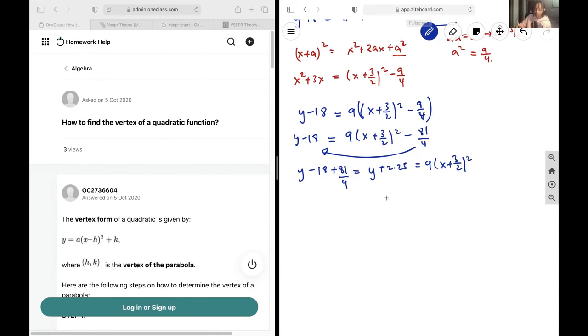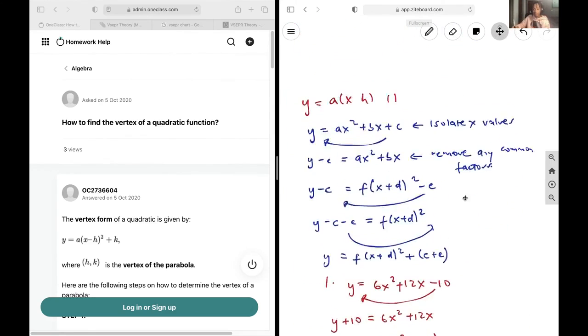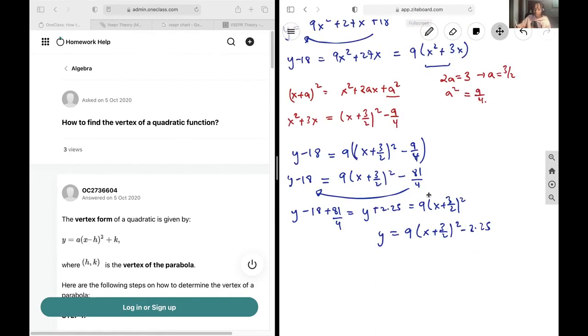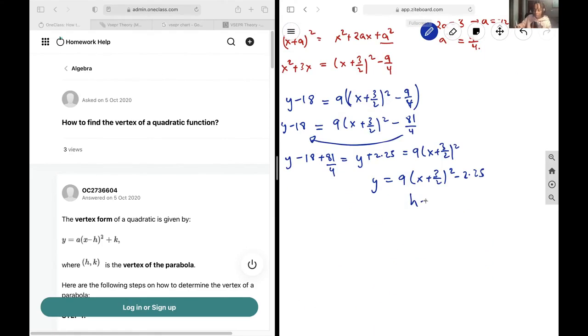Now let's take it back into the general form. We get y is equal to 9 into x plus 3 over 2 squared minus 2.25. Refer back to the general form. And we have h is equal to negative 3 over 2, and k is equal to negative 2.25, which means that our vertex is going to be at negative 3 over 2 and negative 9 over 4 is what this corresponds to. And this will be our final answer.